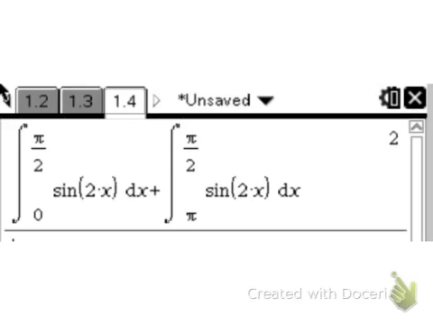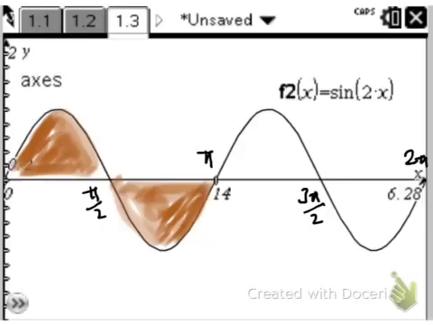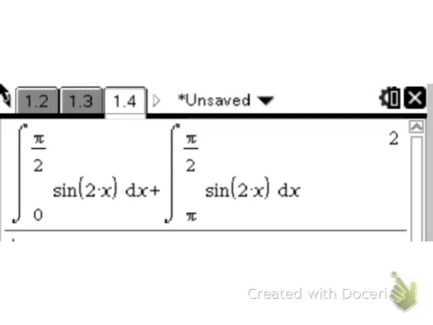So here's our two integrals. So looking at the area above the axis, 0 is our left-hand terminal, pi on 2 is our right-hand terminal. So you can see there I've got left over right, and I'm putting in the calculator.